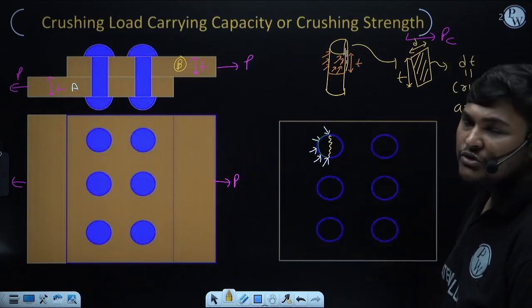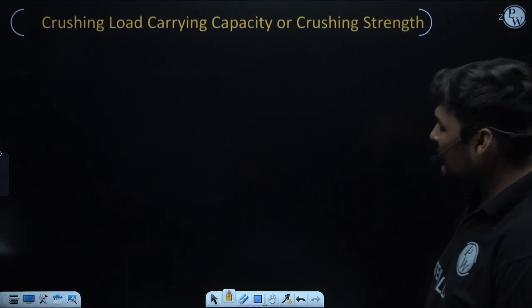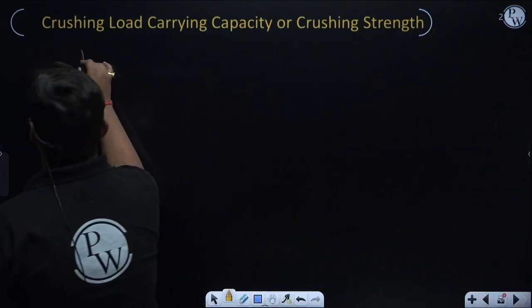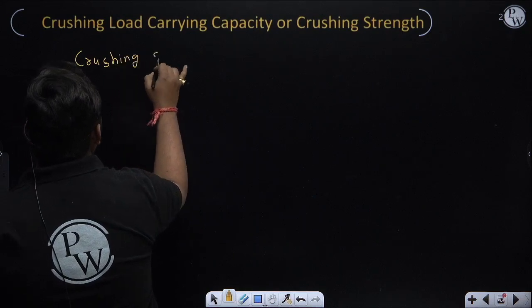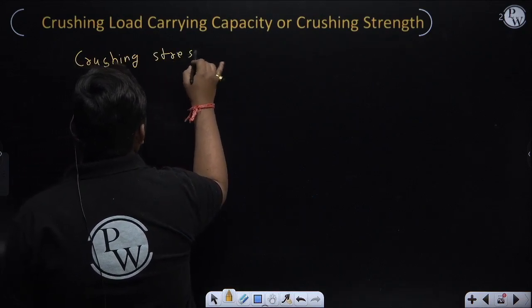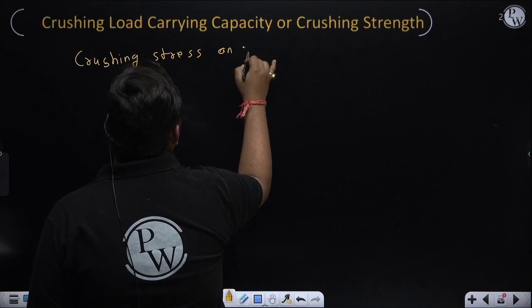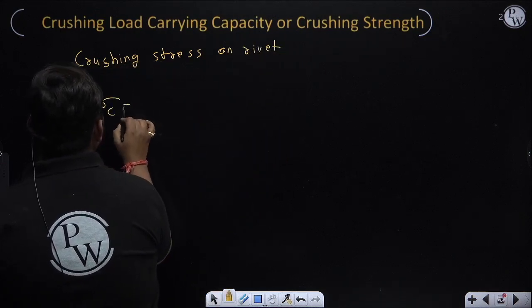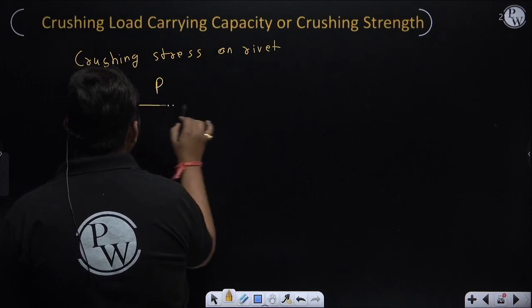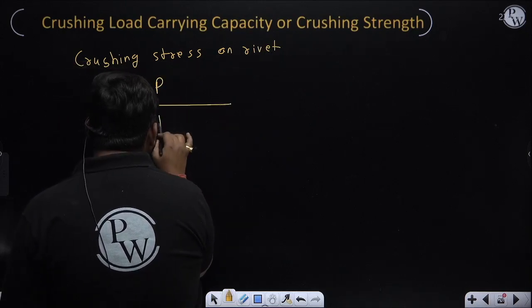And if you understood the crushing area of one rivet, you can easily calculate crushing stress. Now, what is crushing stress? Crushing stress on the rivet. I am explaining and denoting crushing stress on the rivet as sigma c, and it will be the total force P divided by the total crushing area.